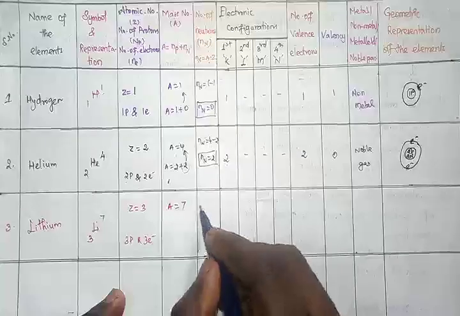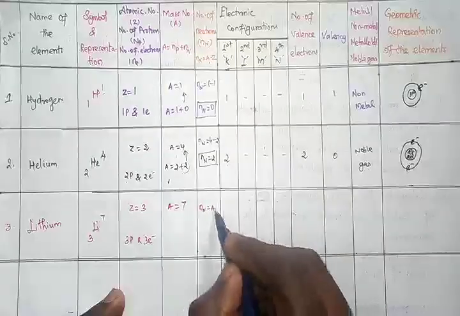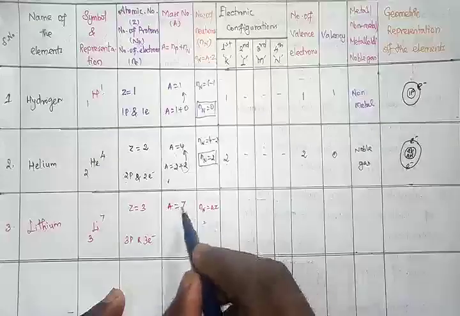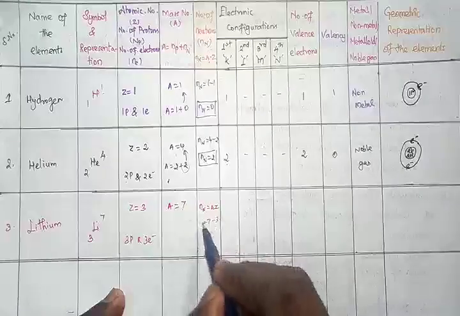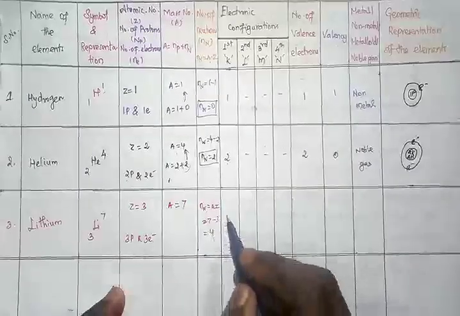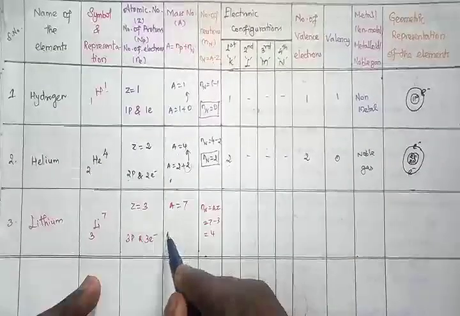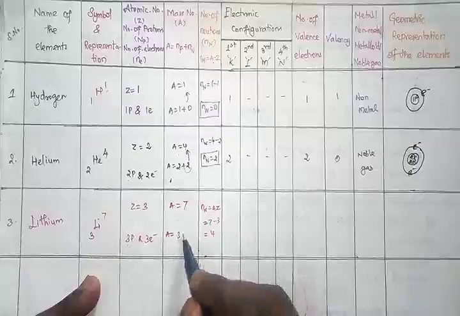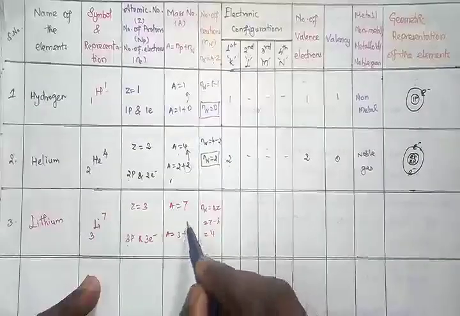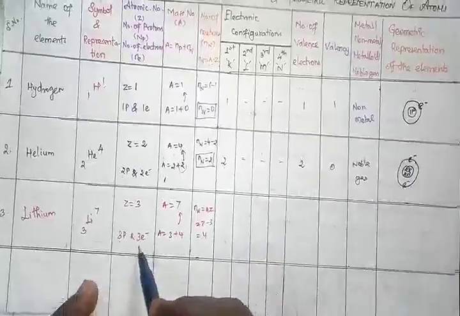Now we will calculate the number of neutrons first, which is nothing but A minus Z. So A is 7, Z is 3. So the answer is 4, right? Now we will calculate the mass number. So the mass number A is equal to the number of protons, 3, plus the number of neutrons, 4. So the answer is 7. Now how do you fill these 3 electrons?